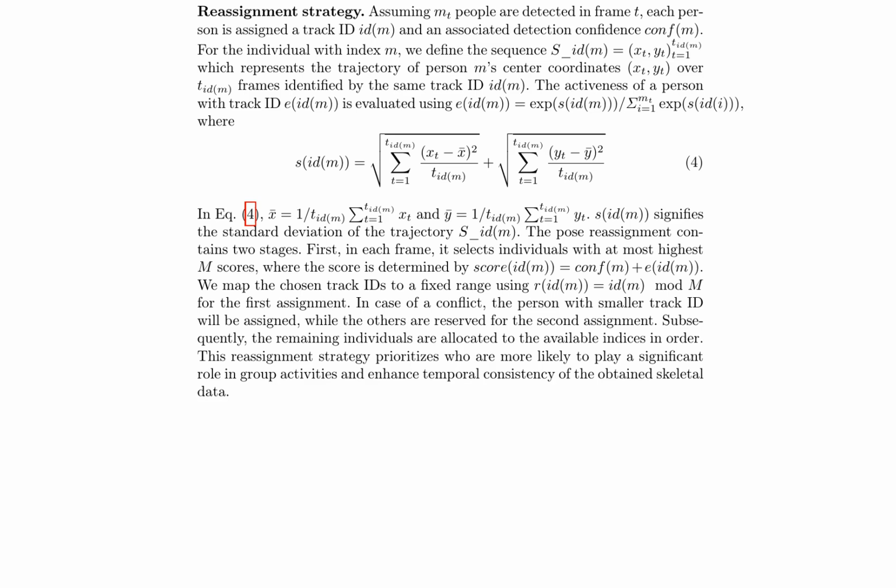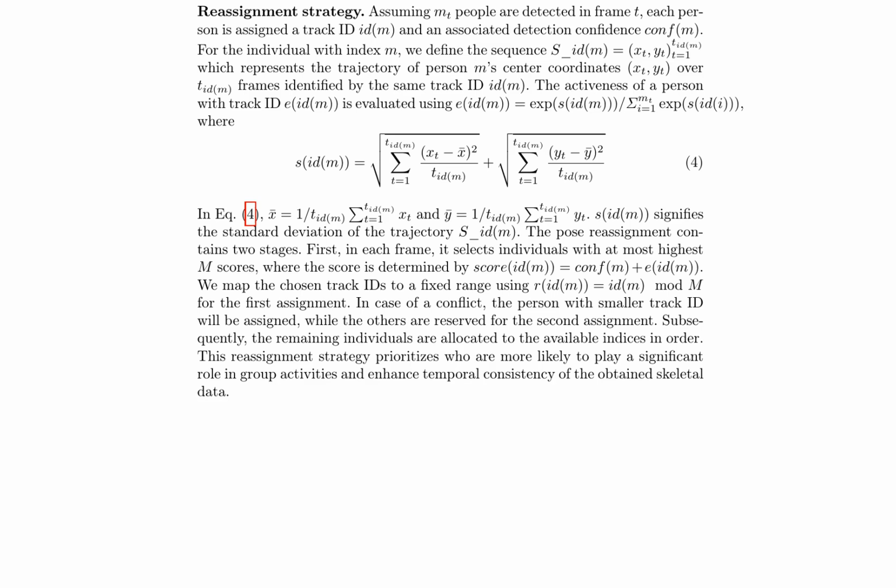The pose reassignment strategy consists of 2 stages. First, it selects individuals with the highest m scores, where the score is determined by the confidence score and the activeness score. The chosen track IDs are then mapped to a fixed range using a modulo operation.